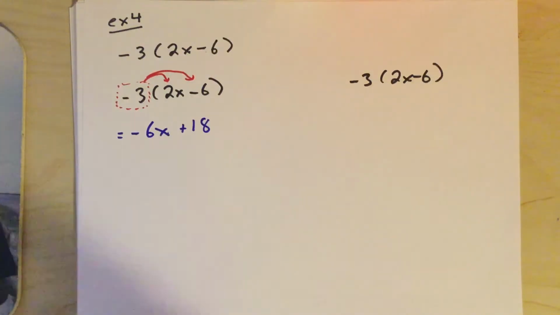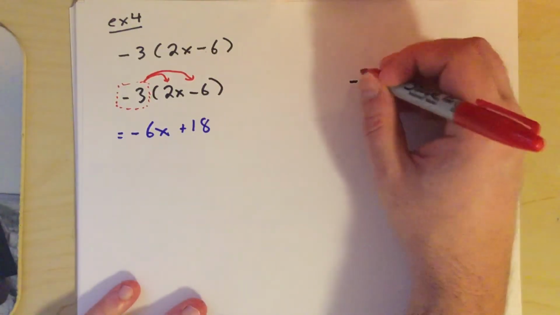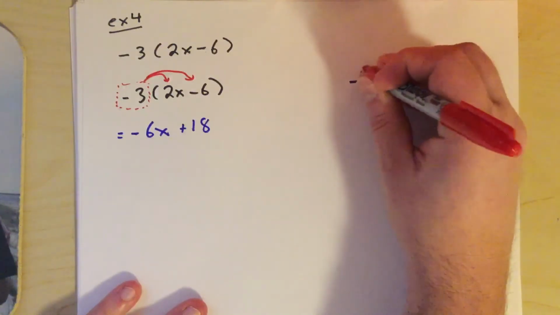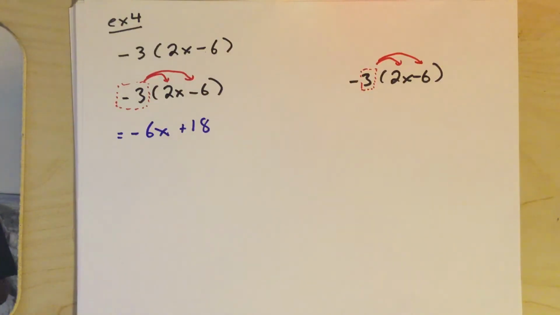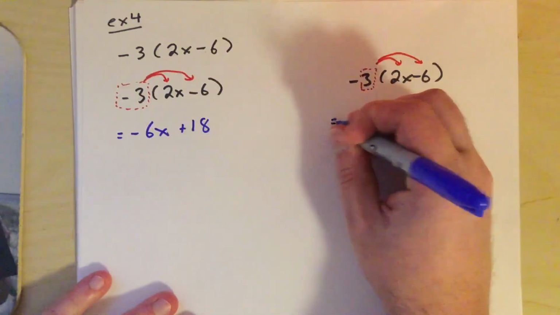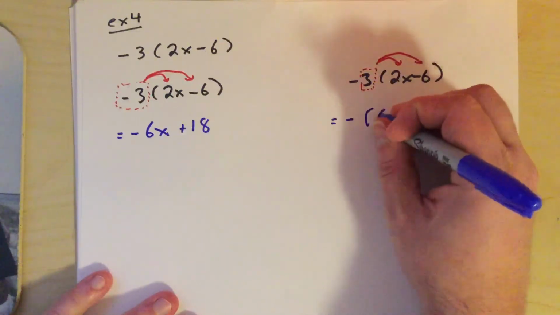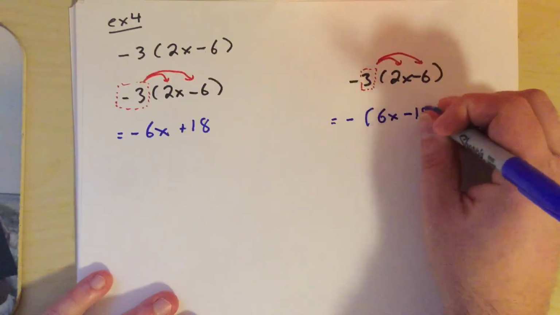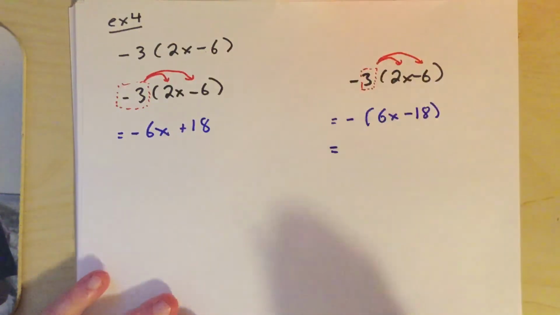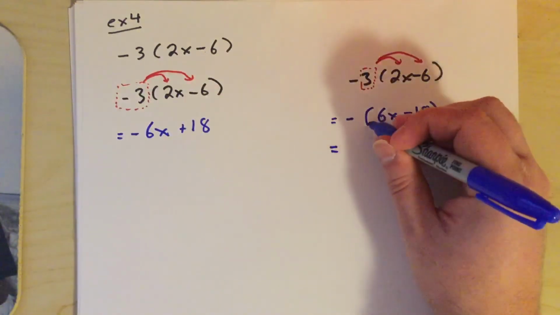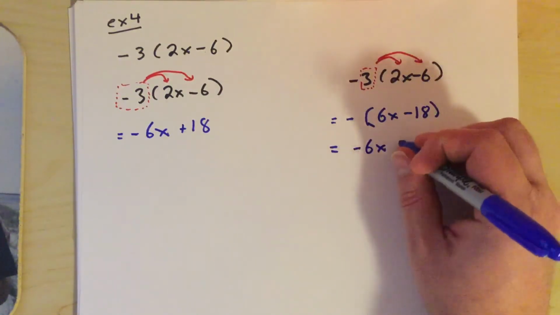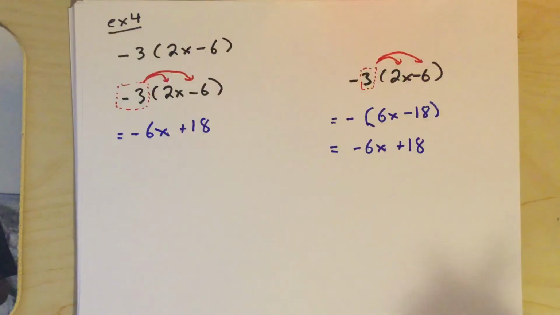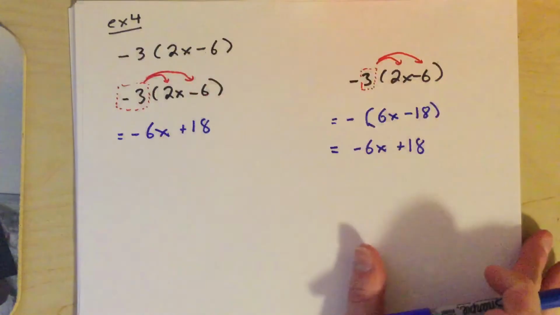And that's the answer. Now another way of doing it would have been just to multiply the 3 into the bracket and to leave the negative outside. So in this case, we would get minus, the 3 goes in the bracket, and we get 6x minus 18. And now there's a negative in front of the bracket, so when we get rid of the bracket, we switch the signs of everything inside of it. So the 6x becomes a minus 6x, and the negative 18 becomes a positive 18. And notice you get the same answer either way, so you can do whichever way makes you happier.